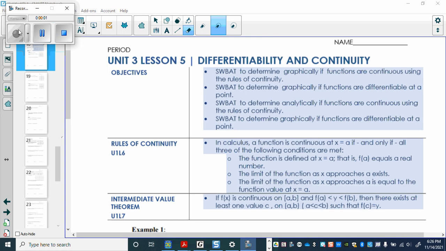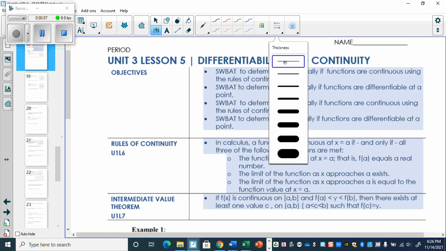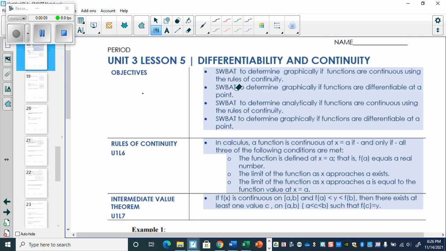Lesson 5. It's on differentiability and continuity. And the reasons these come back up is because these types of questions come back up very often. So we'll be looking at graphical characteristics and differentiability at a point. You'll need to recall the rules of continuity when you justify a function as continuous.